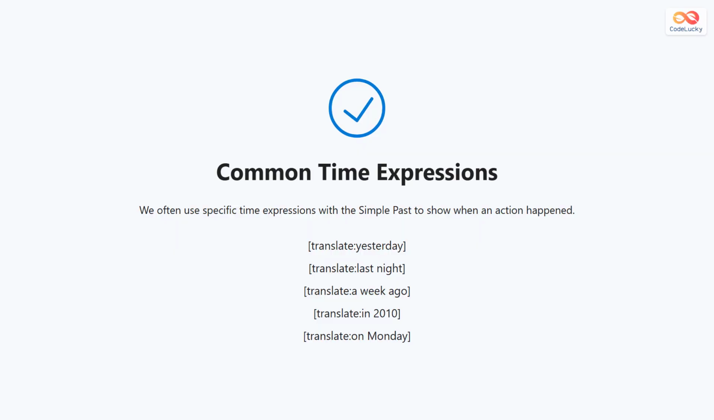The simple past often uses time expressions to show when an action happened. Some common ones are yesterday, last night, a week ago, in 2010, and on Monday. These expressions help us know exactly when the past action took place.